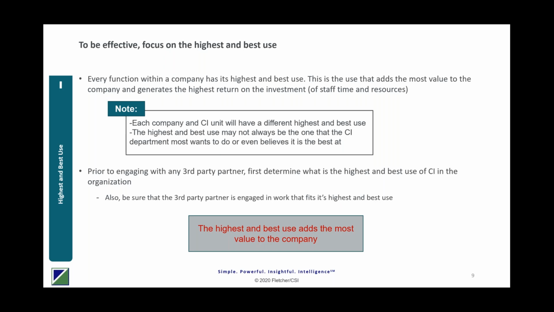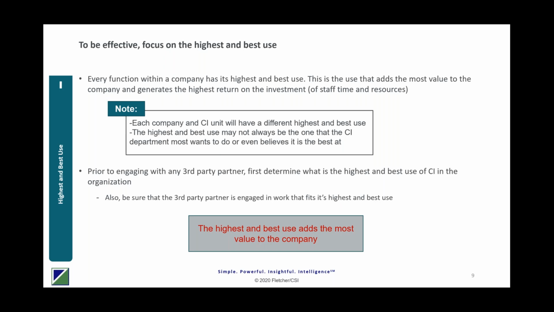Every function in your company has what is its best use, its highest use. Your accounting team, for example, is best used for managing the company's books. If you started using them to do, say, third-party data collection on competitors' operations, they might not be very good at it. They might do it, but it wouldn't be the best use for it. The same is true within competitive intelligence.